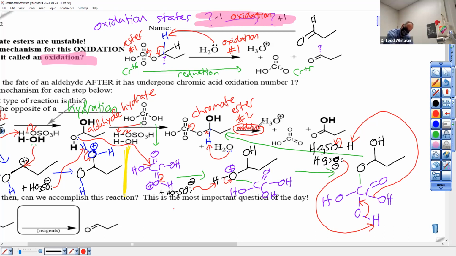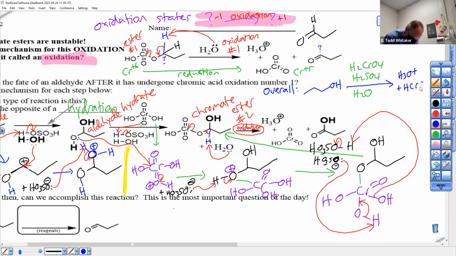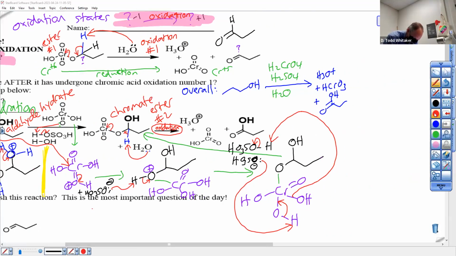Before we move on from this, we've finished this middle area here, I do want to remind you from the very beginning, you started activity 1 like this, and you reacted it with H2CrO4, H2SO4, and water, and you ended up with these 3 species right here. H3O+, plus HCrO3 plus what functional group here? What functional group is that? Right there.